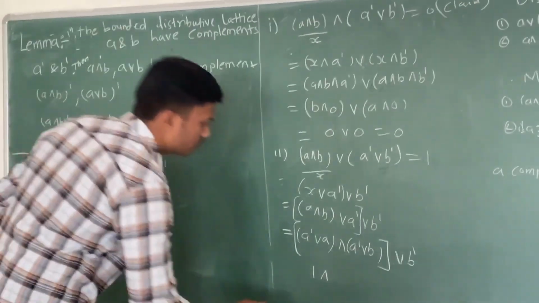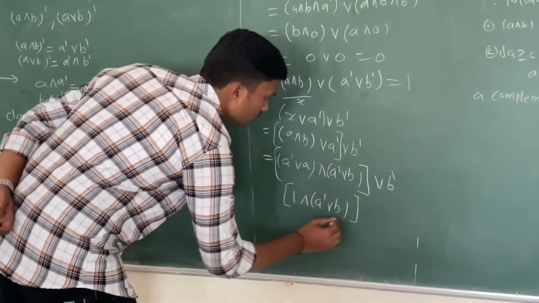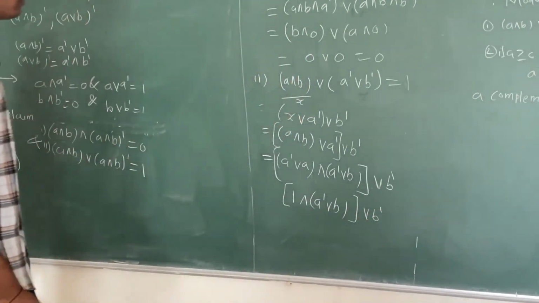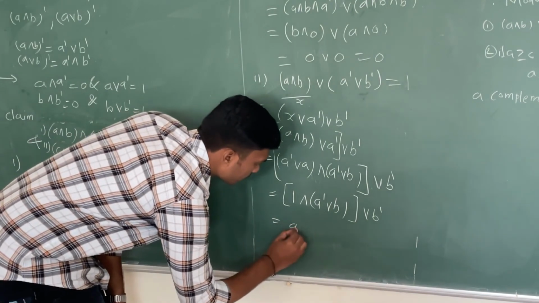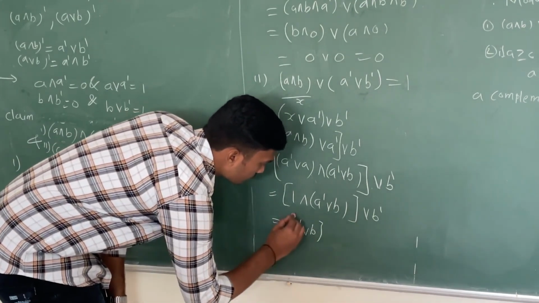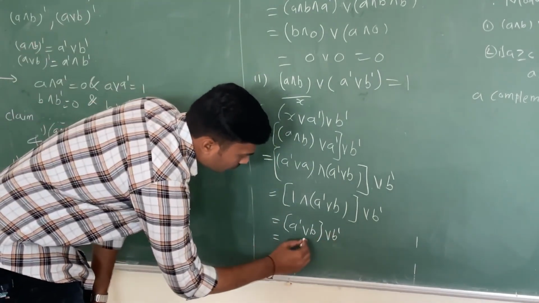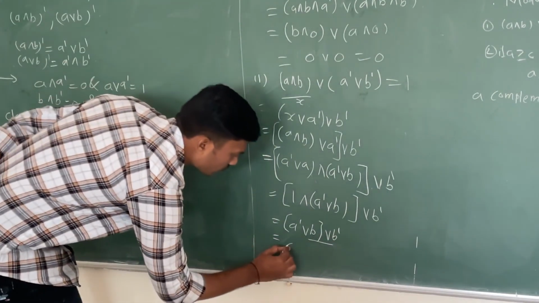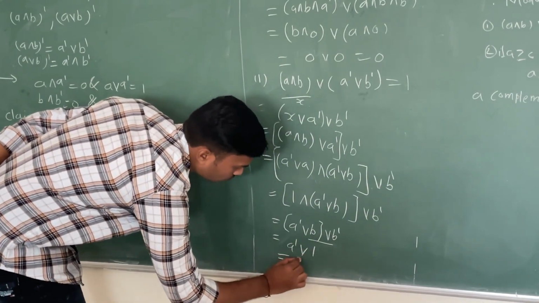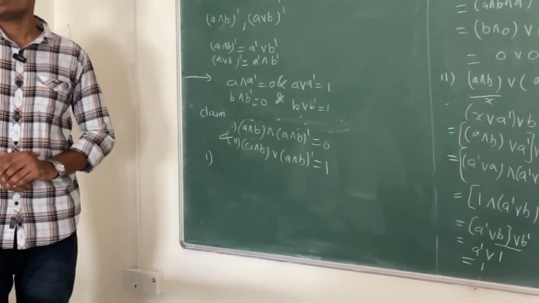Now what is this one? When you meet with one, you get that. Yes, it is join. By these two we get 1. A dash join 1, join 1, which is equal to 1. Hence we prove the second one also. This is for my lecture. Thank you. Good.